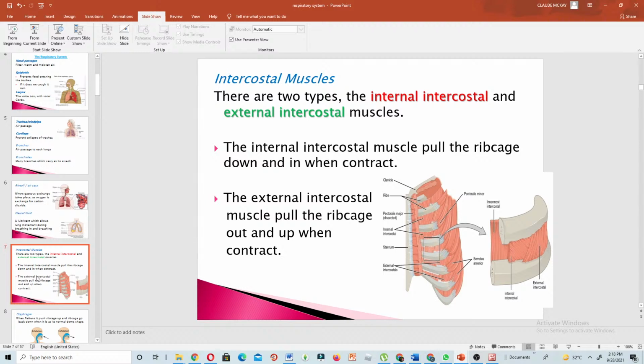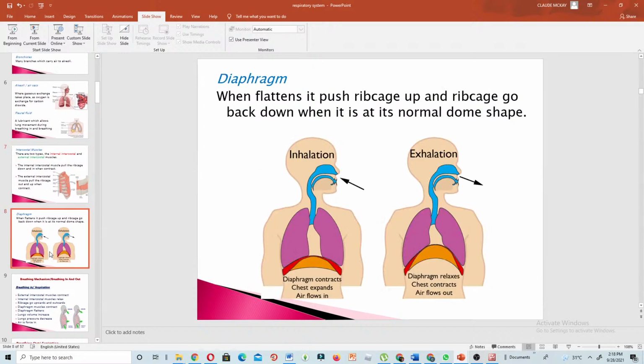Now, the difference between the external intercostal muscle and the internal intercostal muscle is that the internal intercostal muscle is attached to the inside part of the rib cage. That's why they are called internal, while the external intercostal muscles are attached at the outside section of the rib cage. So that's the only difference between external and internal intercostal muscles. And then again, they contract based on whenever you're breathing in or breathing out.